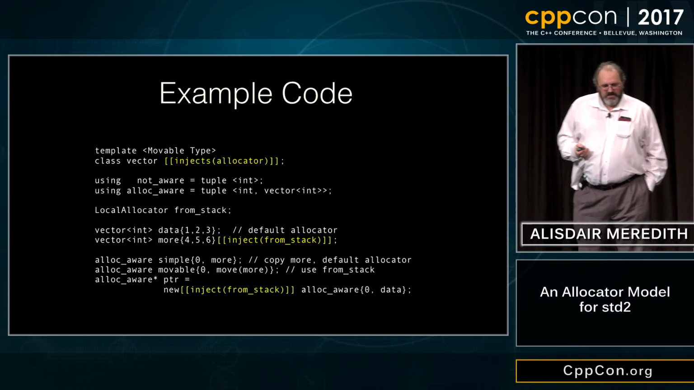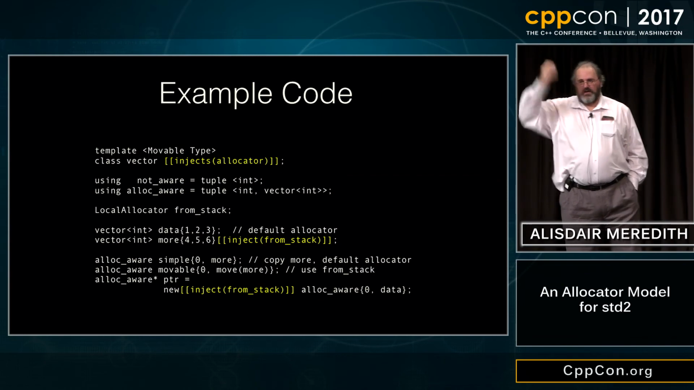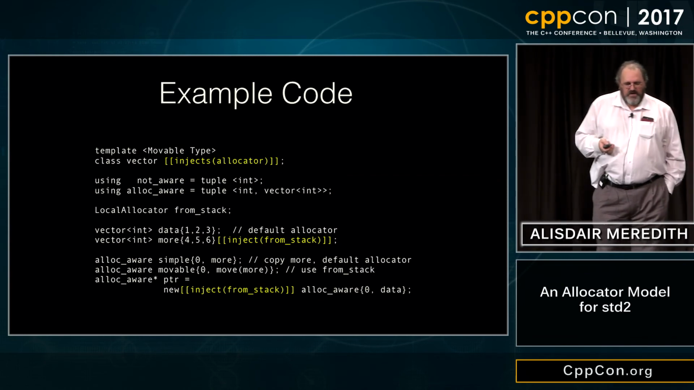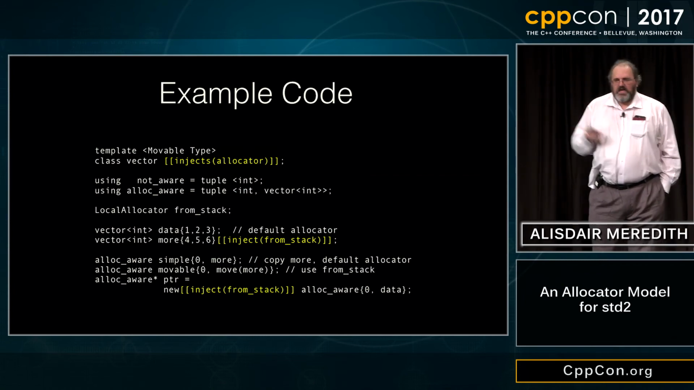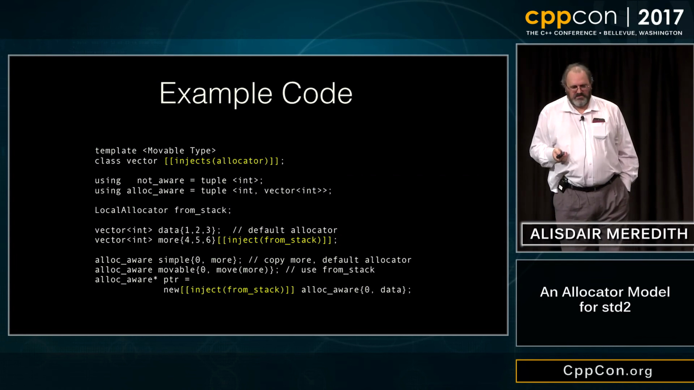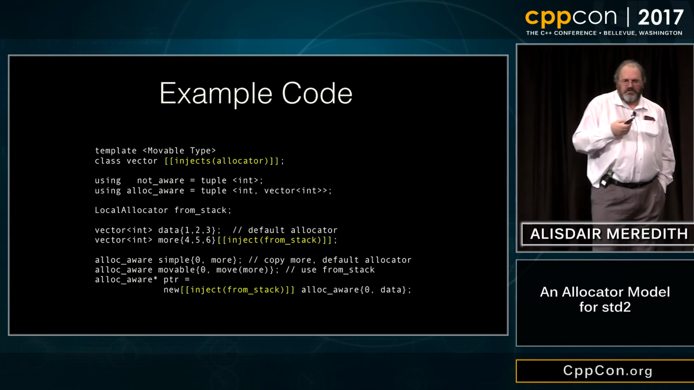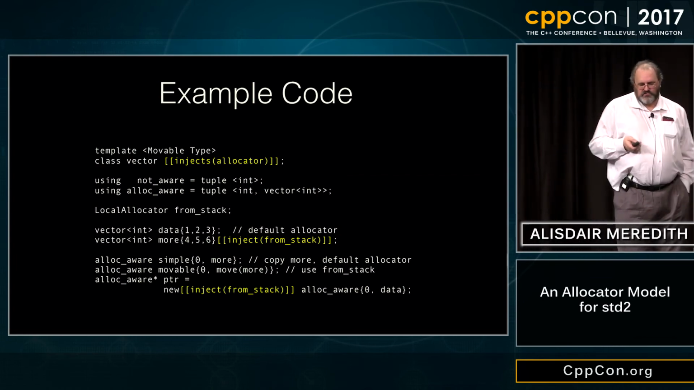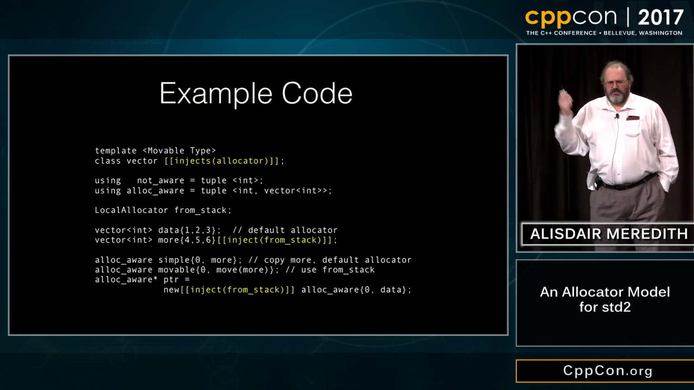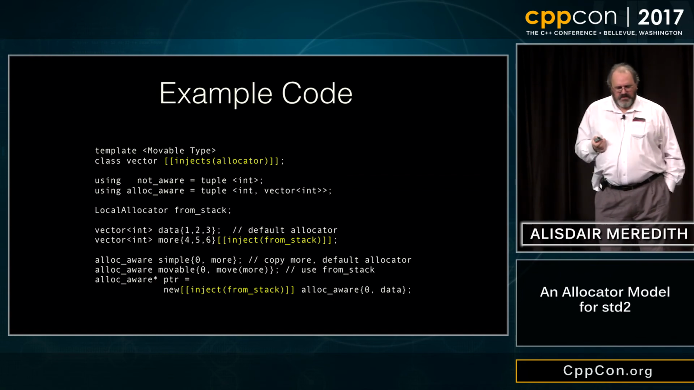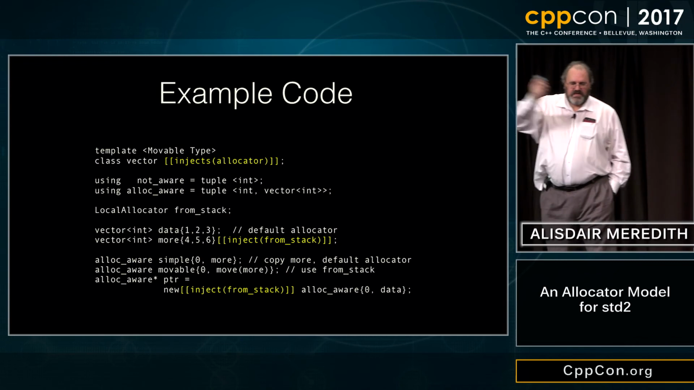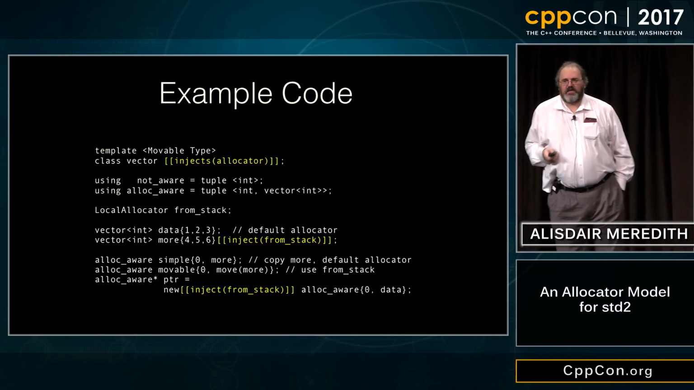So I now have my local allocator from stack, saying basically I'm going to try and allocate off some stack resources. Vector of int, data 1, 2, 3. I've not given it an allocator, it just uses the default allocator, which will typically be operator new. We're going to have another syntax to say when I construct this object, I'm again using the attribute syntax, hopefully we can find something neater, but it seems to work. I can inject from stack. And from stack is an allocator, so we've said we inject at the allocator facility.